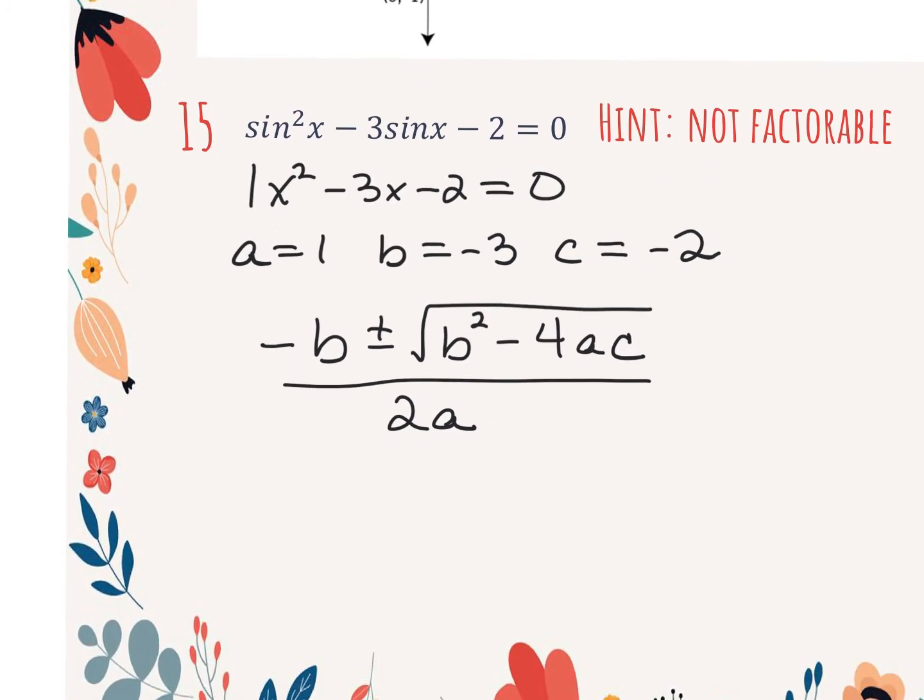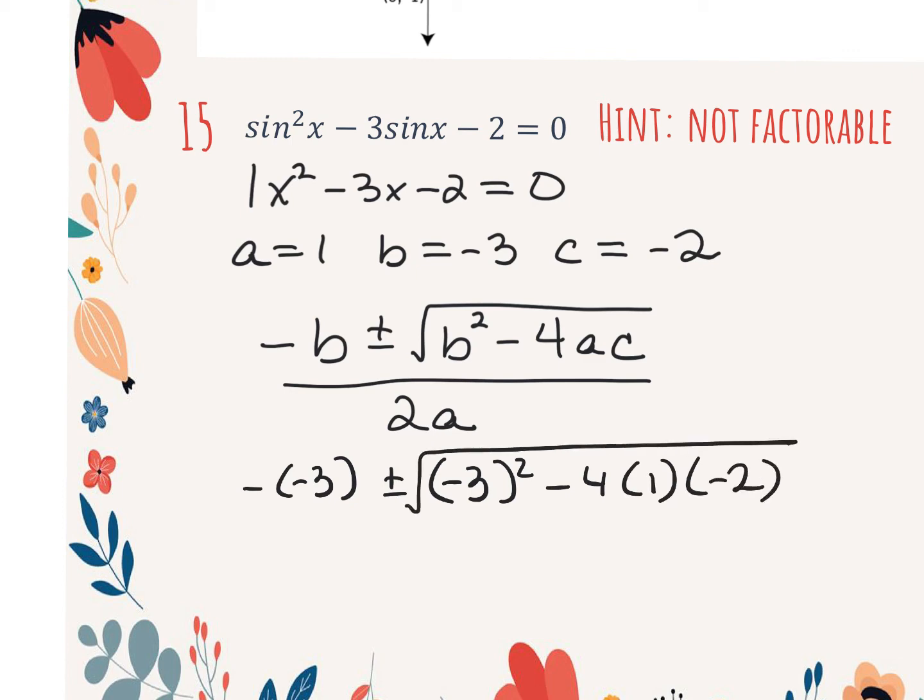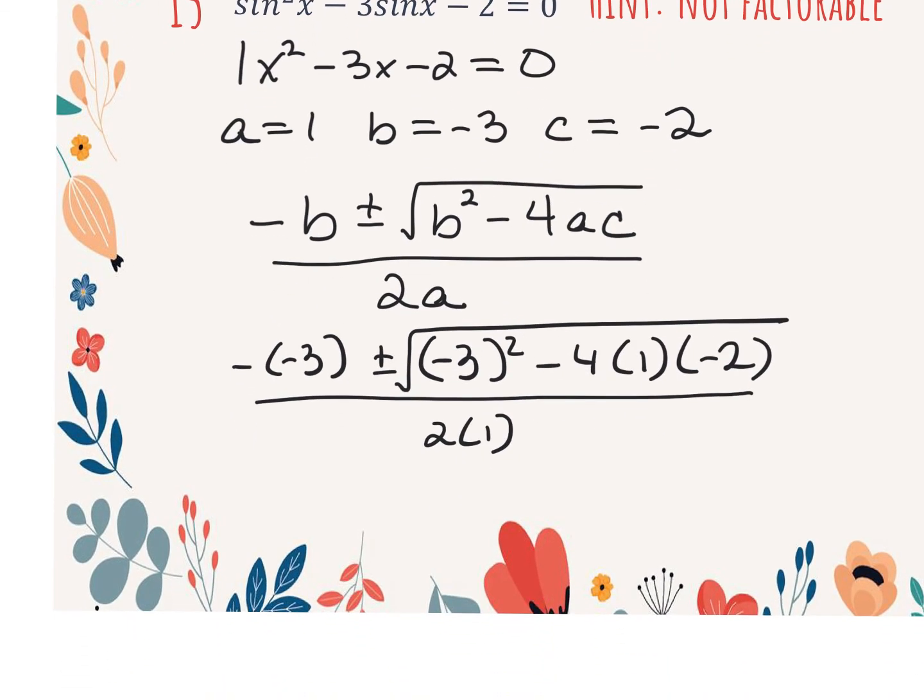I'm now going to go ahead and plug in those numbers. So opposite of b, or negative b, is -3, plus or minus the square root of -3 squared minus 4 times a times c, all under the radical, divided by 2 times a. -3 becomes +3. -3 squared is 9. -4 times 1 times -2 is +8. Divided by 2.